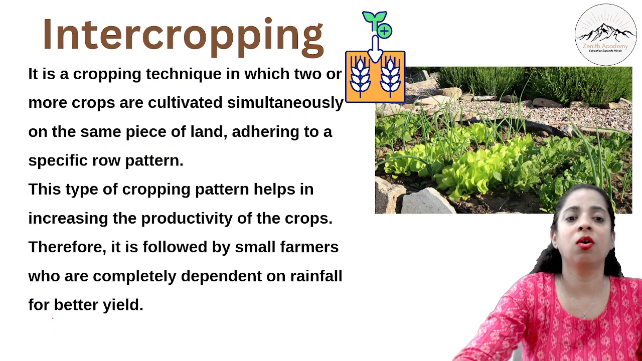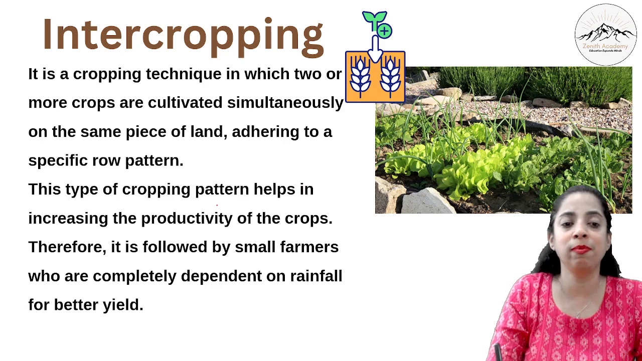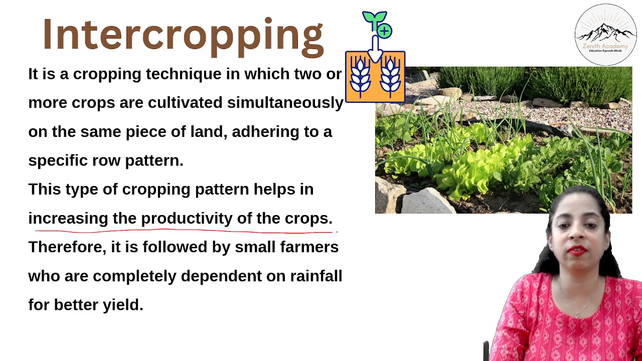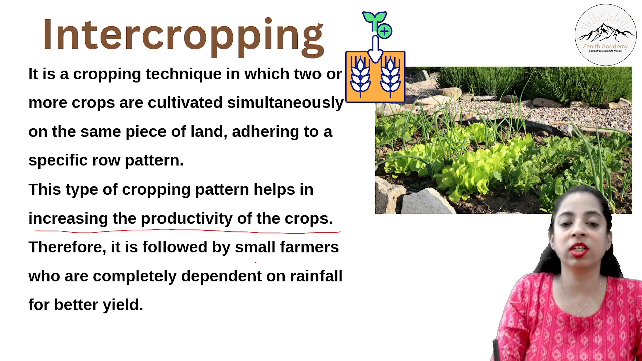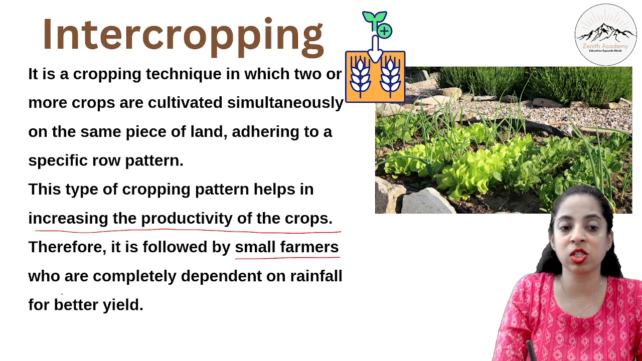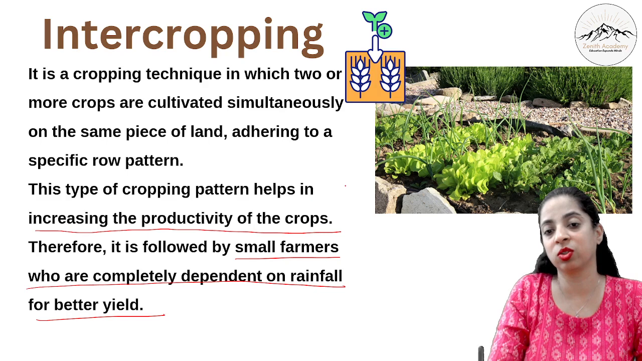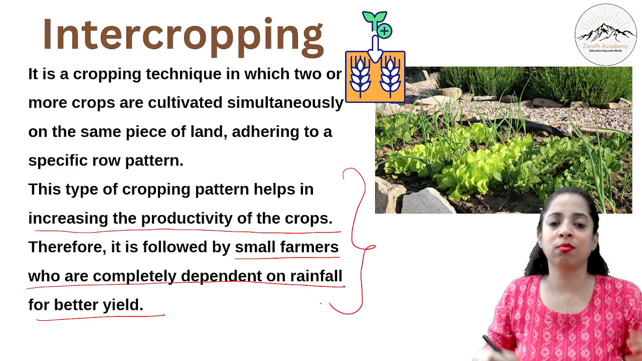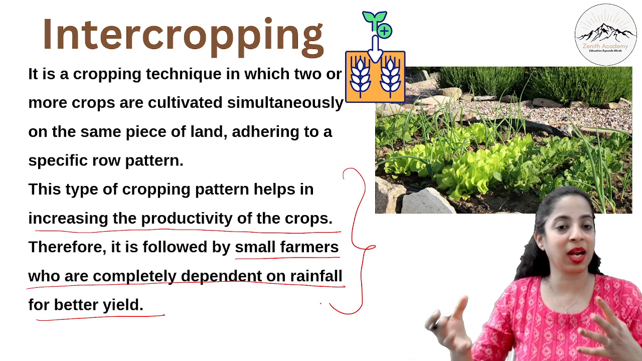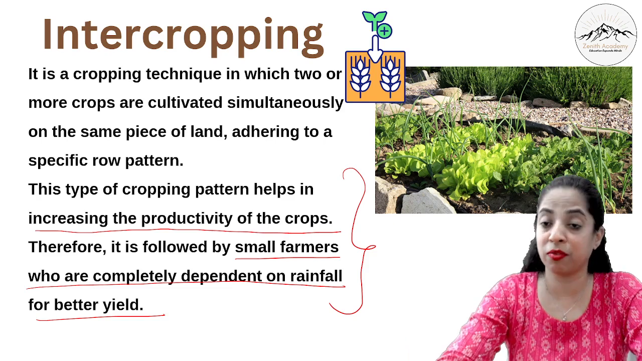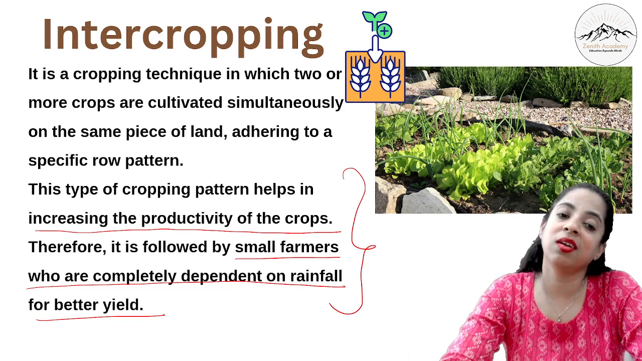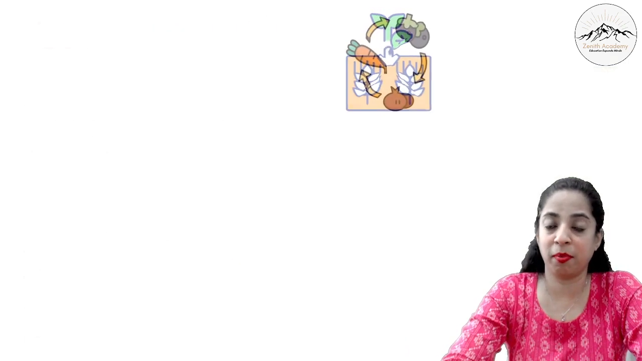Now, this type of cropping pattern helps in increasing the productivity of the crops. Therefore, it is followed by many small farmers who are completely dependent on rainfall for better yield. So, who practices it? Mostly small farmers can practice this to increase the productivity of crops, especially those who are dependent on rainfall for better yield.